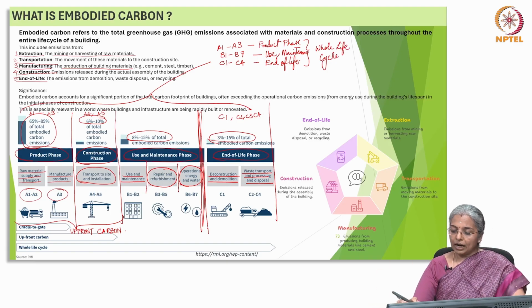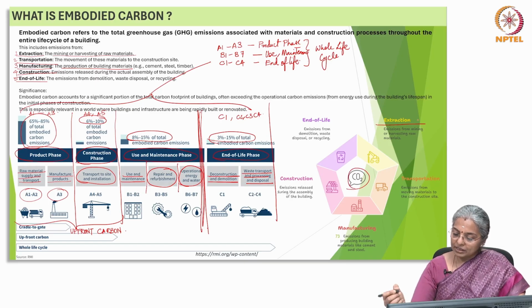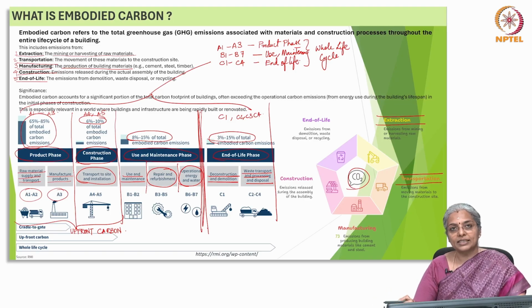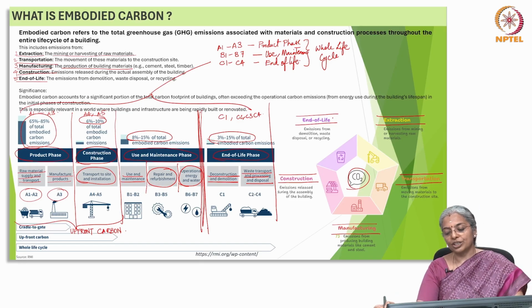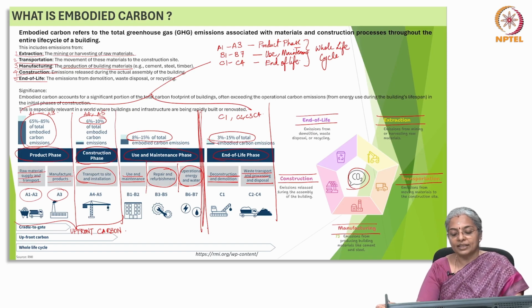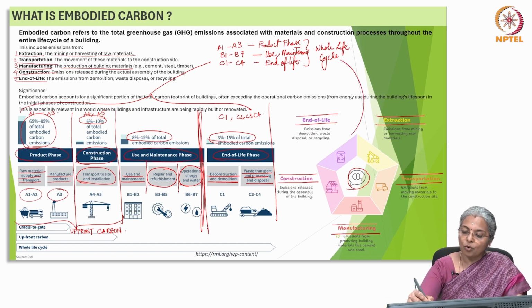So, the carbon dioxide emissions responsible for extraction of the building material, transportation of the building material from the extraction site to the factory, and also the product made in the factory, transporting that to the site, the emissions involved in the manufacture of that product, the carbon emissions released during construction or assembly of the building, and the end of life, which is emission from demolition and waste disposal or even recycling, all put together is called the whole life cycle.